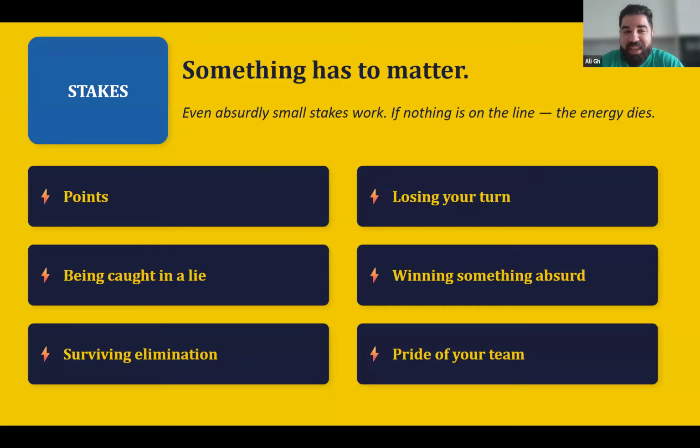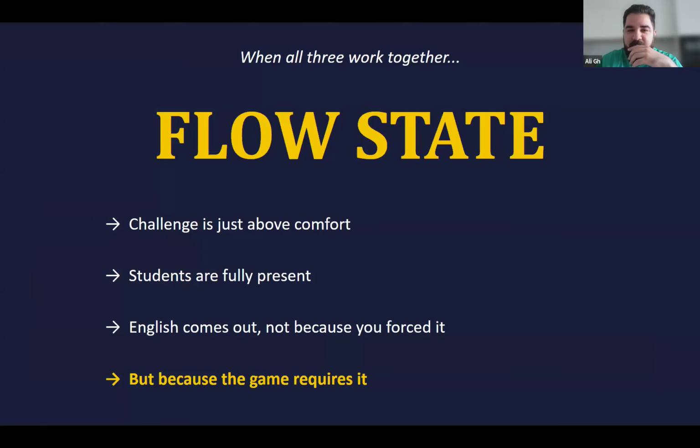It's all about making a game and making it matter for them. If you can make them care, that's it. You've got them already. So stakes create something that matters. All of this together creates the game that we're going to talk about. All three: flow state.